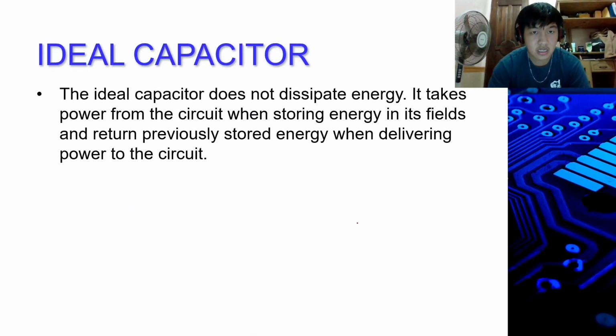So, the ideal capacitor. The ideal capacitor does not dissipate energy. It takes power from the circuit when storing energy in its field and returns previously stored energy when delivering power to the circuit. So take note of the word ideal. The capacitor does not dissipate energy, but instead takes the energy for a period of time and then transfers it to another component within the circuit after some time. For the ideal capacitor, the power is 0.